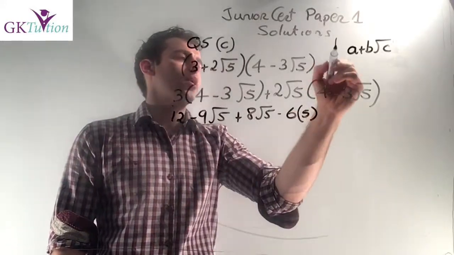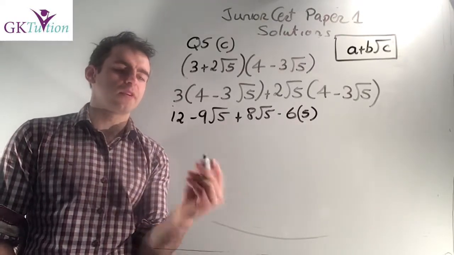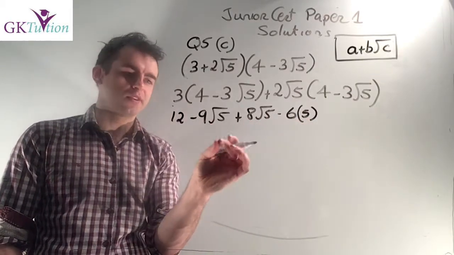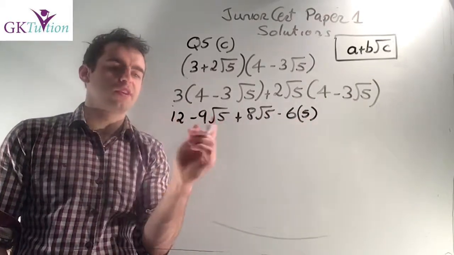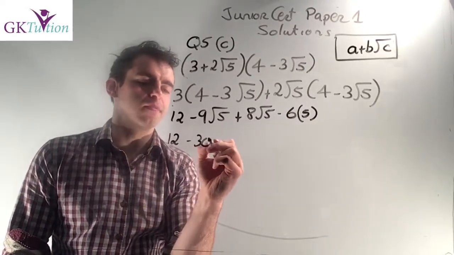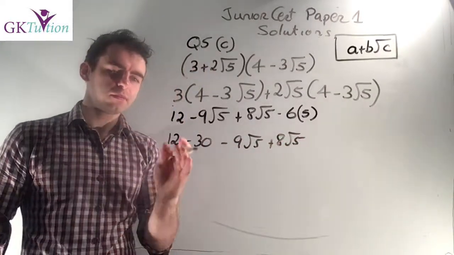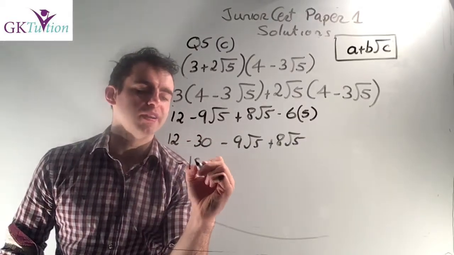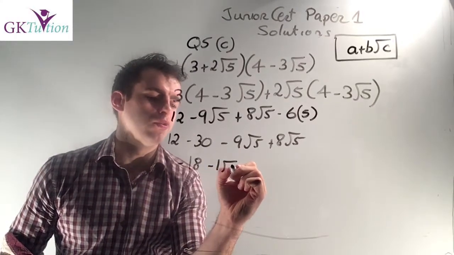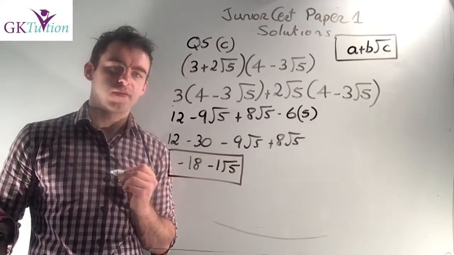Now the question asked me to leave my answer in the form a plus b root c, which means I just need to simplify this a bit further. My first term and my last term are numbers, and these two terms are like terms. So I'm going to group the first one and the last one and the 2 in the middle. This will become 12. Minus 6 by 5 is minus 30, and then I have minus 9 root 5 plus 8 root 5. 12 minus 30 is minus 18. Minus 9 plus 8 gives me minus 1 root 5. So my final answer there is just minus 18 minus 1 root 5.